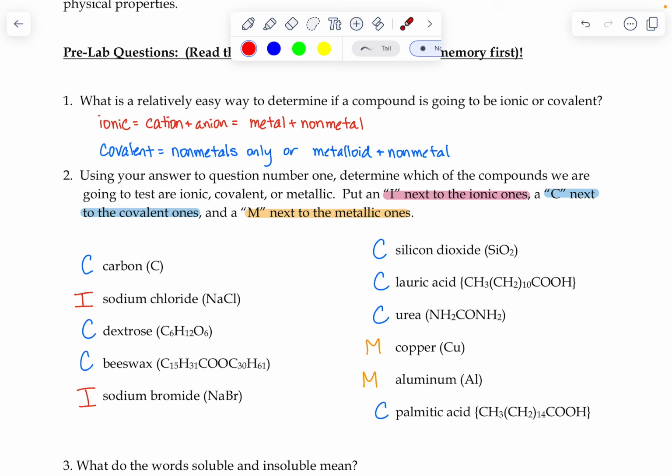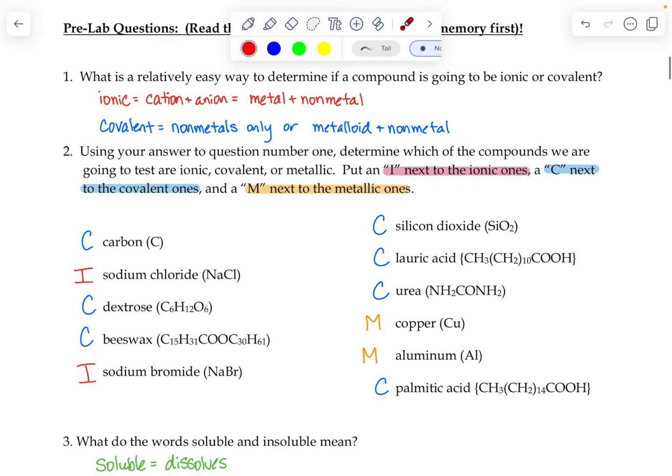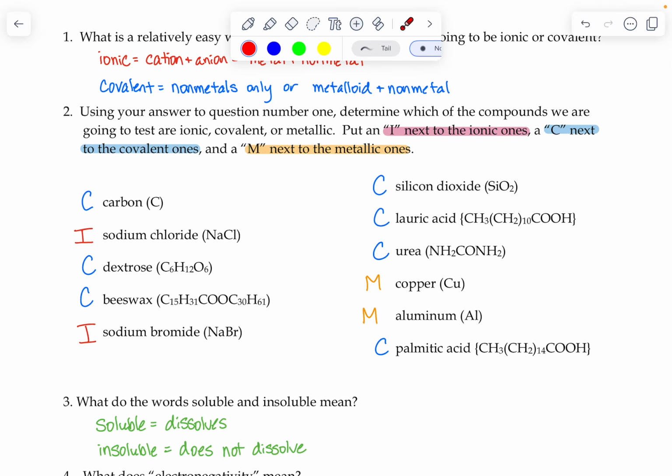Covalent molecules tend to be made up of nonmetals only. Occasionally, you might get a metalloid with a nonmetal that could be covalent as well. There is no such thing as a metal-metal compound, so you won't see any of those. When you look at number 2 here, our metals, those are the easiest ones to spot: copper and aluminum.